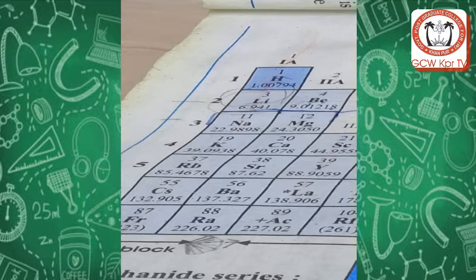The blocks in the periodic table depend upon the position of valence electrons, in which subshell the valence electrons exist. For example, in the case of group 1A and 2A, the valence electrons reside in subshell S, so these are considered S block elements. In groups 3A, 4A, 5A, 6A and 7A, the valence electrons reside in P subshell, so they are called P block elements.